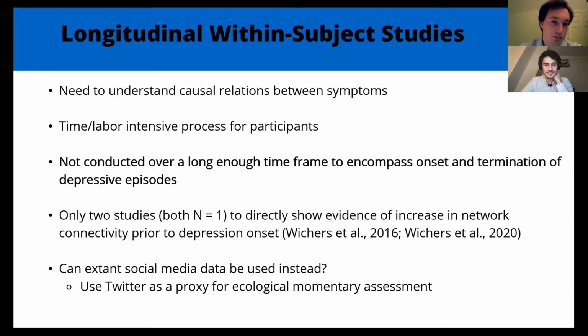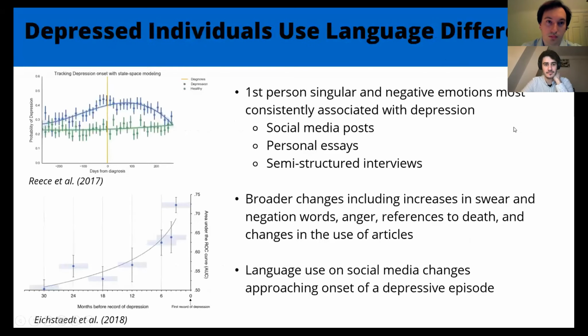So what we were interested in is whether existing archival social media data can be used instead, and in particular, can Twitter be used as a proxy for ecological momentary assessment? And key to that assumption is that depressed individuals use language differently. So it's been conclusively shown that people with depression use more first-person singular pronouns. They use more I references, more self-reference, and they also use more negative emotions.